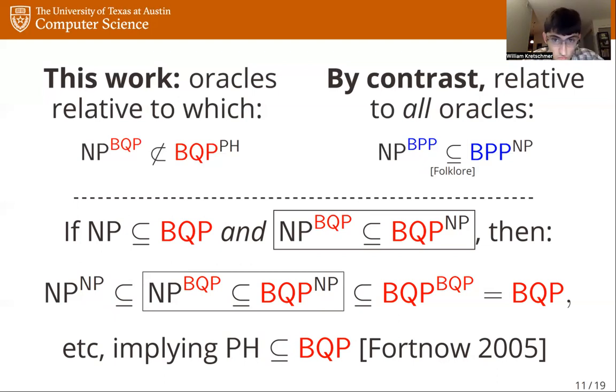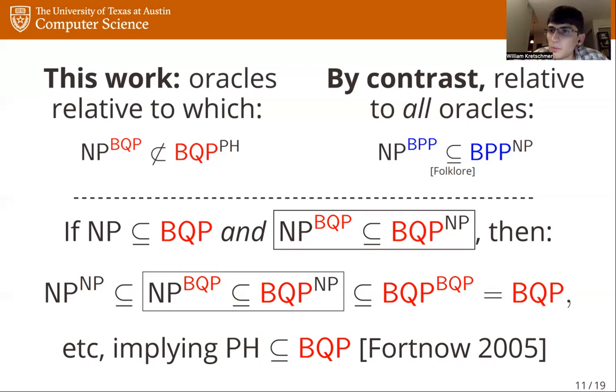And so we can at least say that in the black box setting, this answers the question that Fortnow raised over 15 years ago of whether NP^BQP is contained in BQP^NP, because we can actually show something even stronger: relative to an oracle, NP^BQP is not even in BQP^PH.